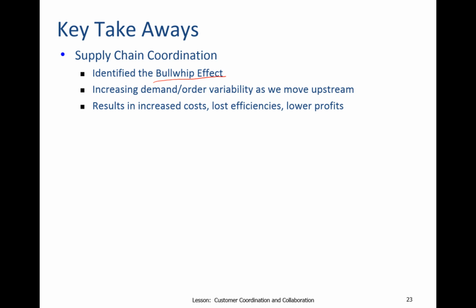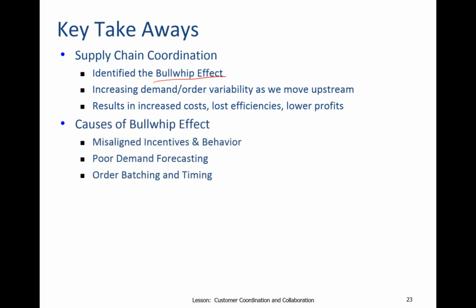And so if you have a bullwhip effect or have this miscoordination, it results in increased costs, lost efficiencies, lower profits for the supply chain as a whole. Now, we dove in deeply in the causes of the bullwhip effect and some ways of measuring it, quantifying it, but it really boils down to three big buckets of what causes the bullwhip effect.